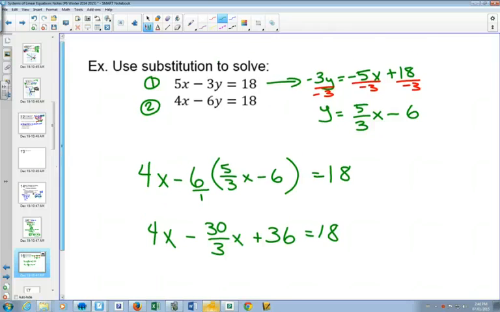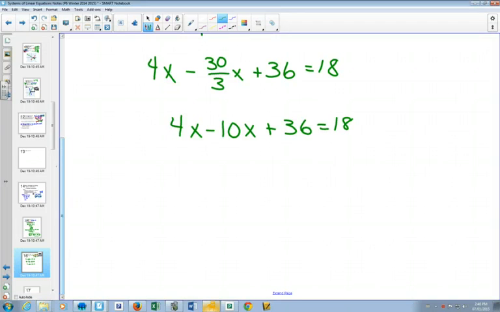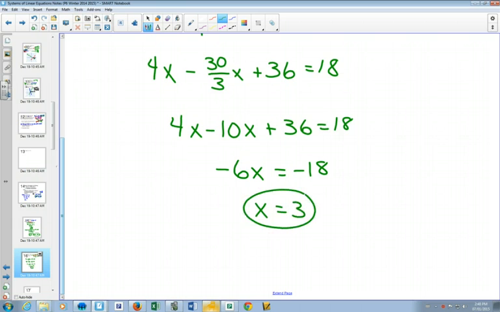The 30 over 3 can simplify to negative 10, yes. Now 4x minus 10x would be negative 6x. When I subtract 36 on both sides, I'd get negative 18. Divide both sides by negative 6, and we get x equals 3.